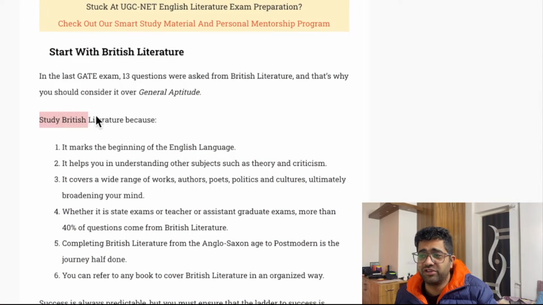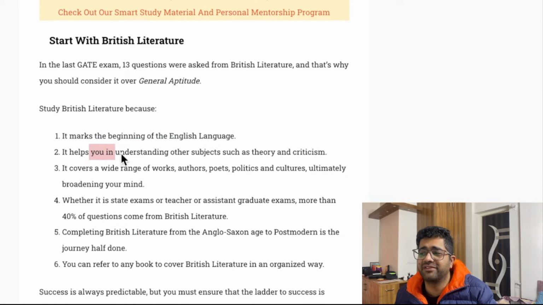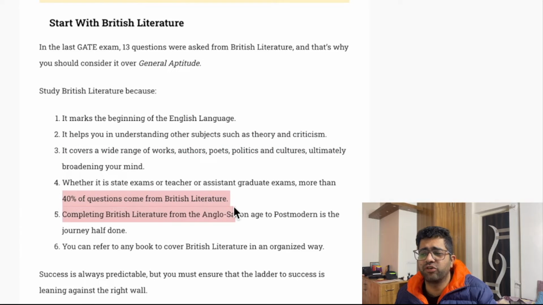All right, you should study British literature because it marks the beginning of the English language. It helps you in understanding other subjects such as theory and criticism. More than 40% of questions will come from British literature. That means a lot. 13 questions out of 40 or 45 questions are from British literature.